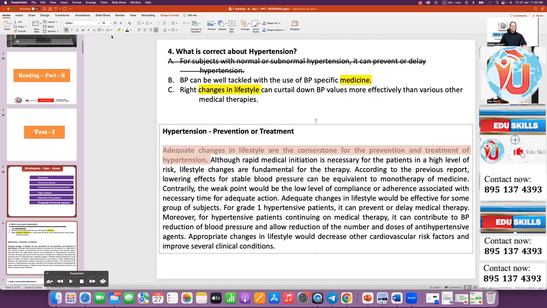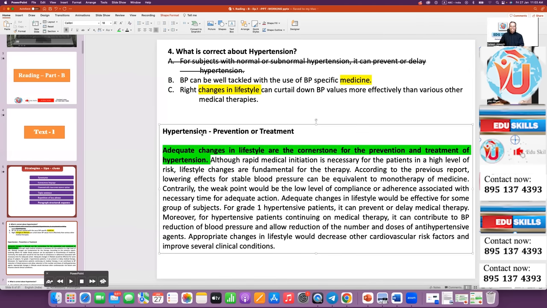Adequate changes are the cornerstone for the prevention and treatment of hypertension. See, this is the topic sentence, and the rest of the paragraph has to explain only the topic sentence. The other sentences will be supporting sentences and developing sentences, supporting and explaining the topic sentence. So what is the meaning of this topic sentence? Prevention is better or medication is better?